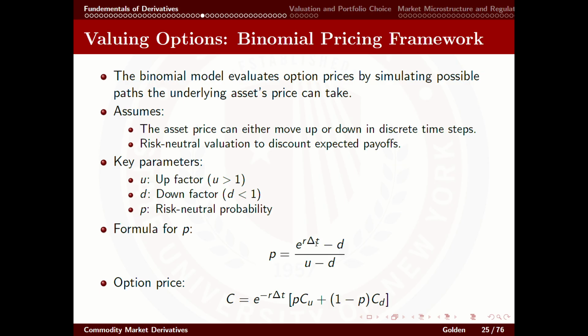So you can solve the risk-neutral probability by taking the exponential raised to the risk-free rate times the time delta, minus the down factor, divided by the up factor minus the down factor, which is the risk-neutral probability of up and down.